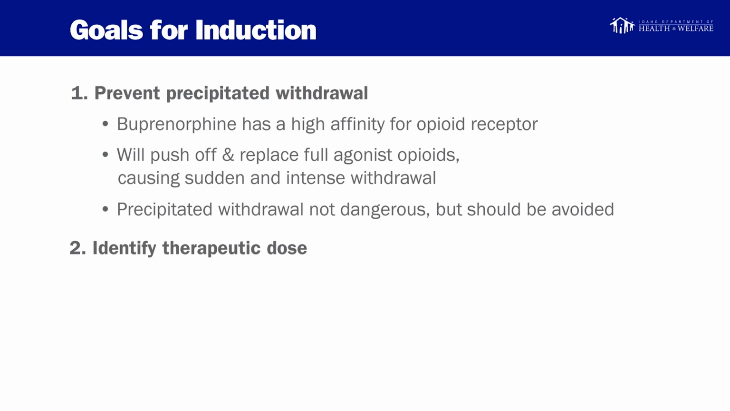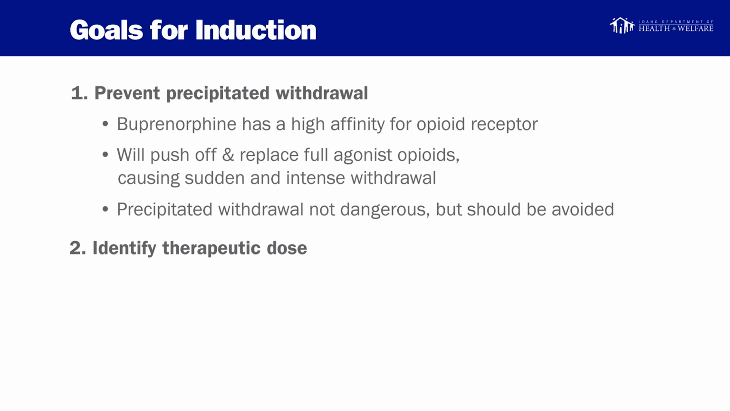So we talked a little bit about the pharmacology of buprenorphine, and I mentioned this strong affinity for the opioid receptor. Buprenorphine binds really tightly to the opioid receptor. That means that if there are opioids still in your system when you take your first dose, you're going to push off that opioid and they're going to experience a sudden and intense withdrawal. It is not dangerous, but it's not helpful when you want them to buy into taking this medication. And so that's part of why we're doing this induction, to avoid them experiencing precipitated withdrawal.